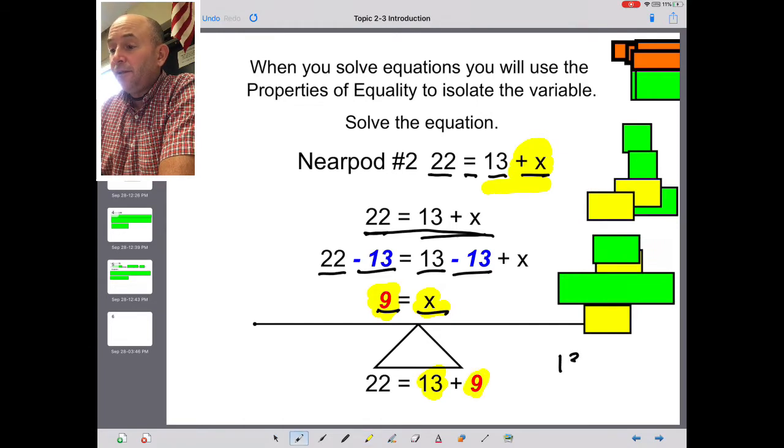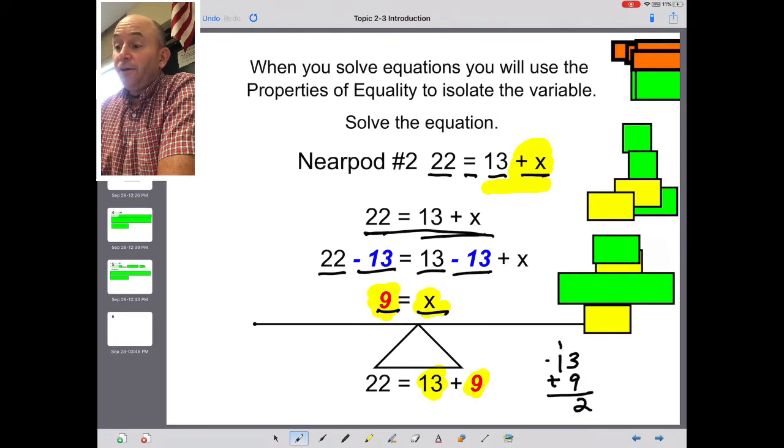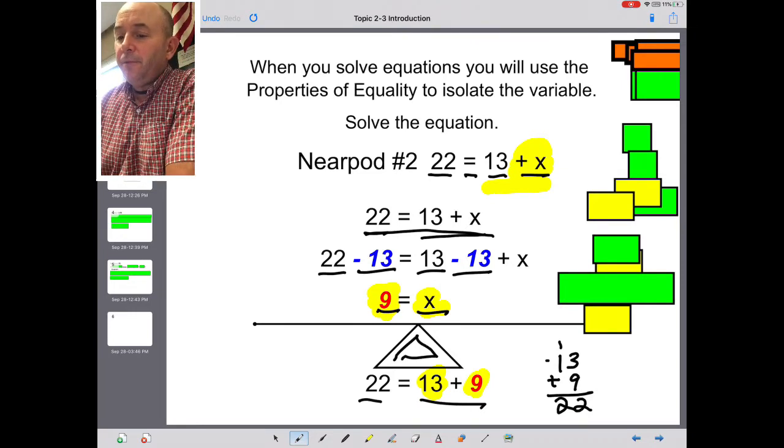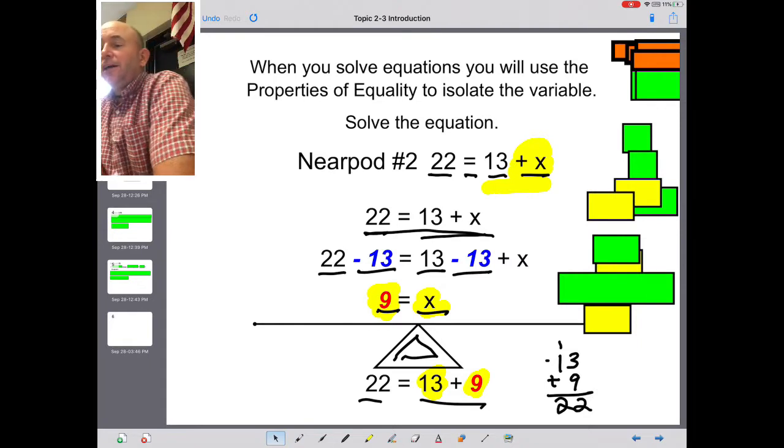In this case, we can see that 13 plus 9, if we actually did the math, equals 12, regroup, 1 plus 1 is 2, so that gives you 22. And so it does balance. And that's why we have this little teeter-totter image there for you. All right? Okay, let's take a look at another example.